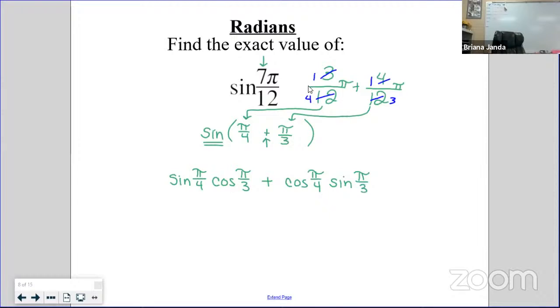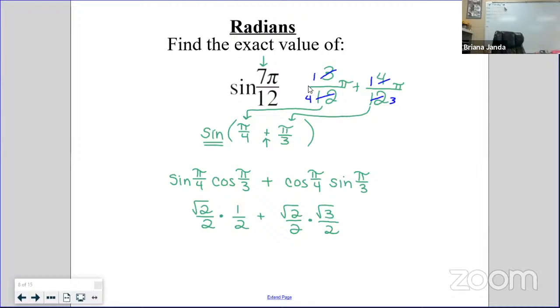And now we're back to very similar to what we did with our cosine of a sum or cosine of a difference formulas, where I just find the value of each of those from my unit circle and simplify. Sine of pi over 4 is square root of 2 over 2. Hopefully the unit circle part is the part that's going to go a little faster for us at this point. Cosine of pi over 3 is 1/2. Cosine of pi over 4 is square root of 2 over 2. Sine of pi over 3 is square root of 3 over 2.